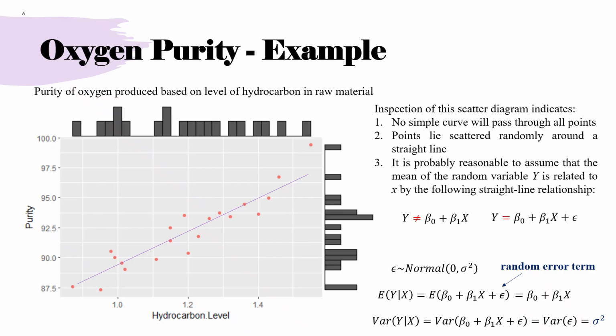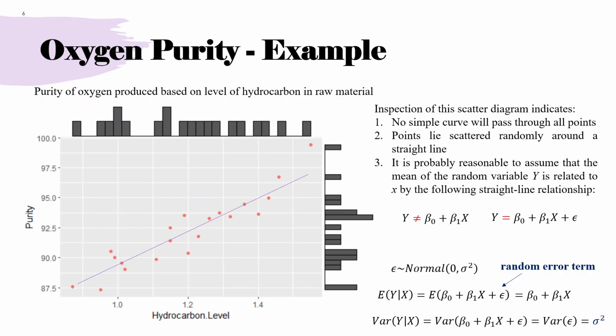As the line is missing so many points, we claim that y equals beta 0 plus beta 1 times x plus error. We also make some assumptions on this error term: that it follows a normal distribution with mean 0 and a fixed variance. This assumption is very important, as it shows the expected value of our model is equal to the fitted line and its variance is fixed.